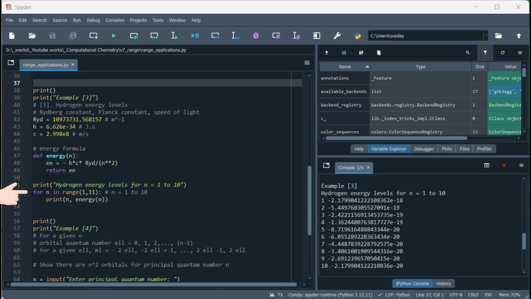Let's calculate the energy for n from 1 to 10, so we use range(1, 11). Print hydrogen energy levels for n equals 1 to 10. For n in range(1, 11): print n, energy(n). This short, clean loop generates the corresponding energy value for each quantum number in the sequence, allowing us to easily analyze the discrete hydrogen spectrum.